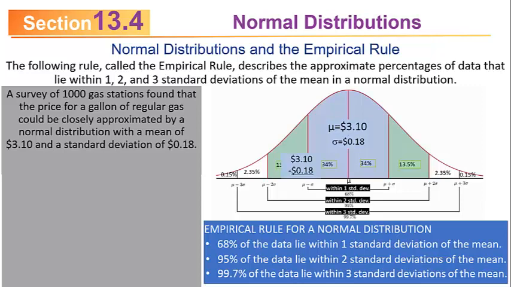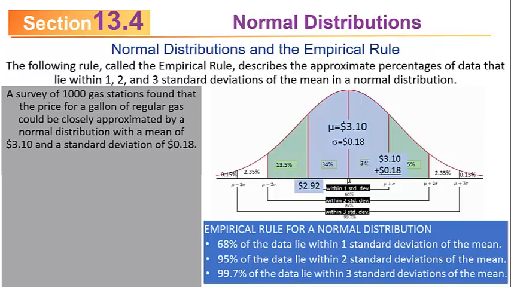If I want to interpret that in terms of what the empirical rule says, for one thing, if I want to go one standard deviation from the mean, that would be like taking 18 cents away from 3.10. That takes me to the left of the mean by one standard deviation. That would be at a price of $2.92. Then move one standard deviation to the right.